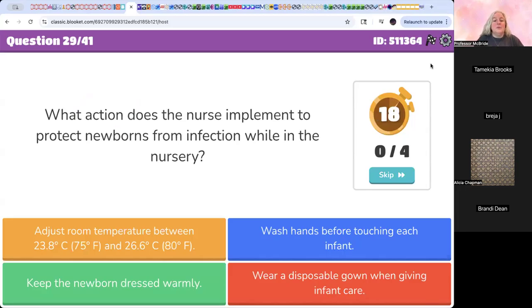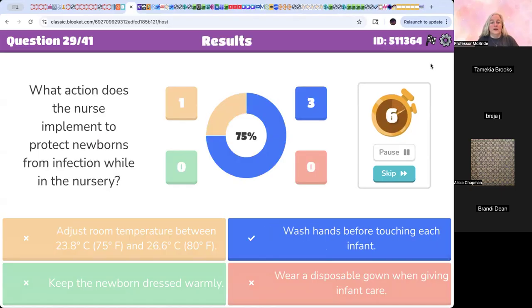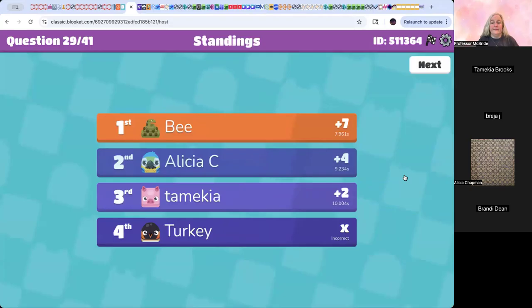What action does the nurse implement to protect infants from infection while in the nursery? Yep, washing our hands, washing our hands, washing our hands.